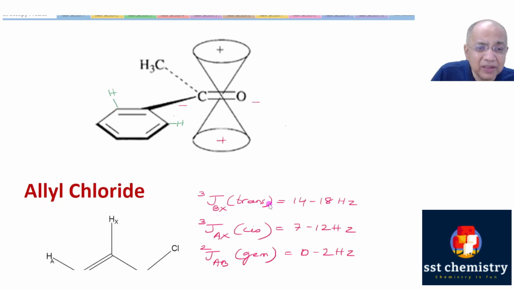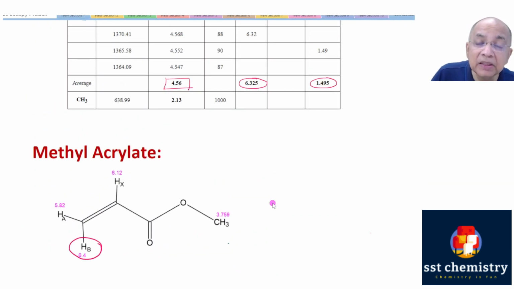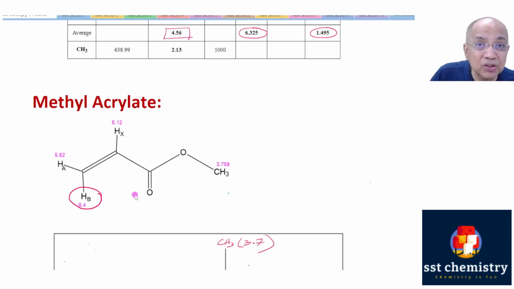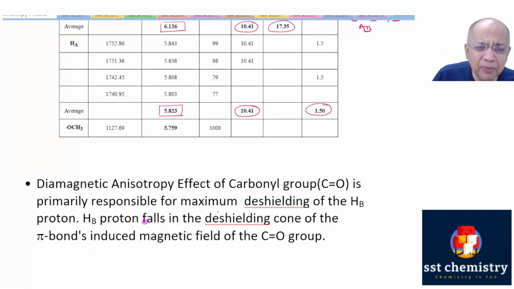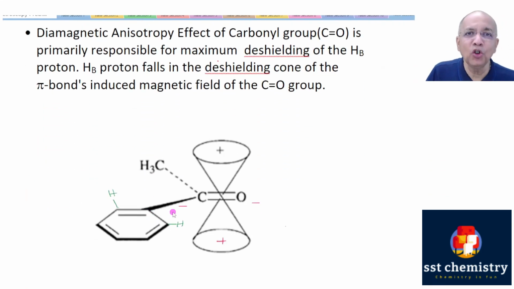And let's see what is the reason behind it. The predominant reason behind it is the diamagnetic anisotropy effect of this carbonyl function, the pi electrons' induced current in the presence of an external field and the induced magnetic field that it will generate. If you develop cones, it will have a shielding cone and a deshielding cone, and this being nearer falls in the deshielding cone of the carbonyl group's induced magnetic field, the diamagnetic anisotropy.